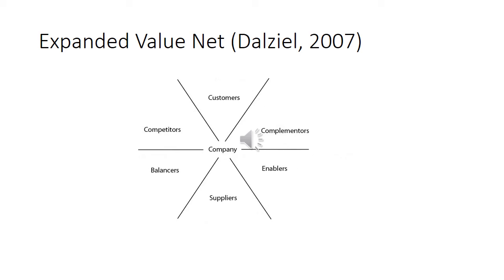And BNNs was expanded upon by a professor of mine, Margaret Dalziel, at the Conrad School of Business at the University of Waterloo, into what we call the expanded value net, which she came up with and split the net a bit farther and introduced competitors and balancers on the left and complementors and enablers on the right.